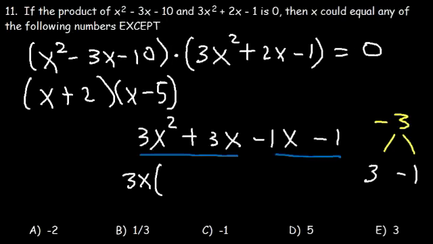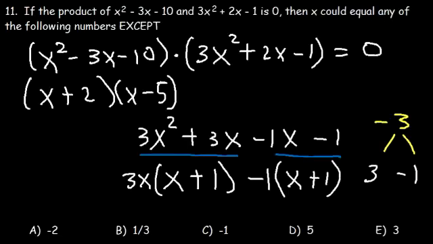When you factor out 3x from 3x squared, what's left over? To find out what's left over, divide. 3x squared divided by 3x is x. And 3x divided by 3x is 1. So now we're going to factor out a negative 1. Negative 1x divided by negative 1 is positive x. Negative 1 divided by negative 1 is positive 1. Once you see that these two factors are identical to each other, you know you're on the right track.